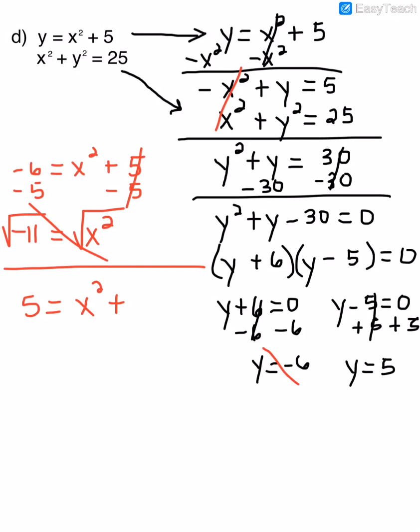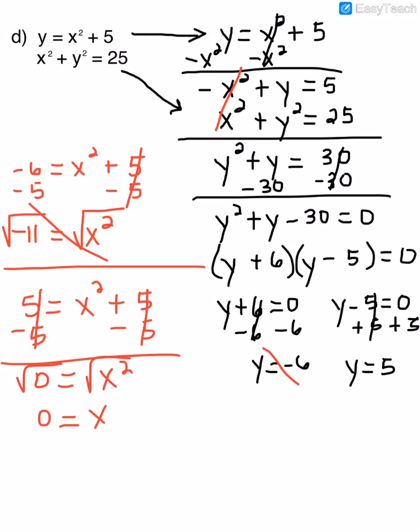Let's plug in 5 for y: 5 equals x squared plus 5. Subtract 5 from both sides. And I get 0 equals x squared, and we can take the square root of 0. The square root of 0 is 0. So I have one solution to this system of nonlinear equations, and it would be (0, 5). So this is actually a parabola and a circle, and so they're only crossing at one point.